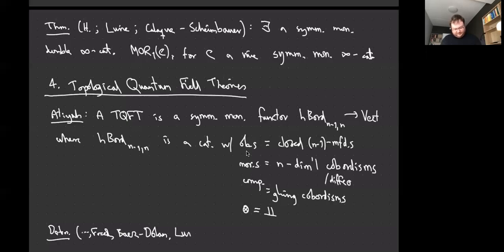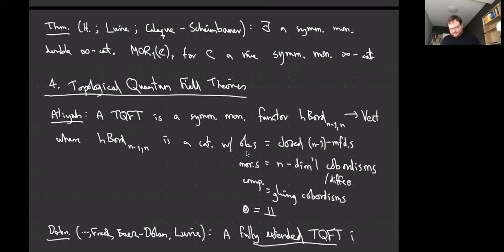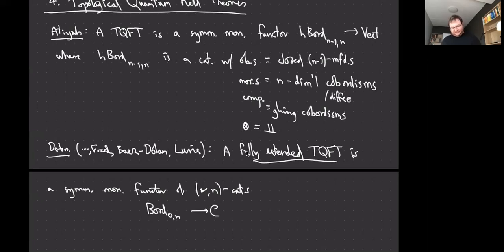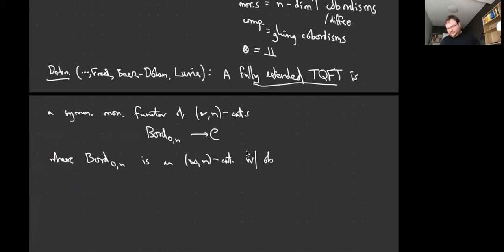Then really the final version is, I guess, due to Jacob Lurie, that a fully extended TQFT is a symmetric monoidal functor of infinity-n categories from, say, Bord_n to C, where this Bord_n is supposed to be an infinity-n category with the objects being closed zero-manifolds, and in general the morphisms are like one-dimensional cobordisms with corners.